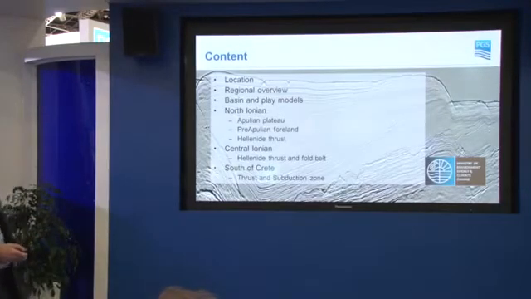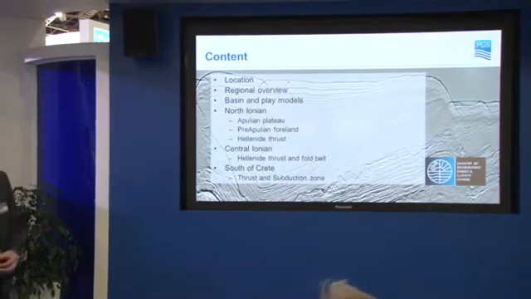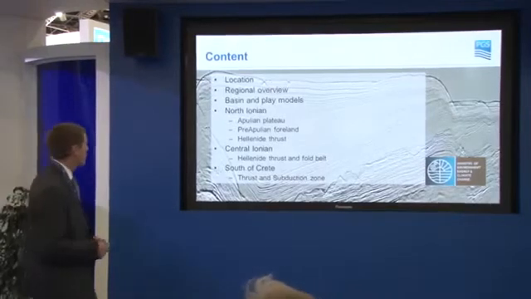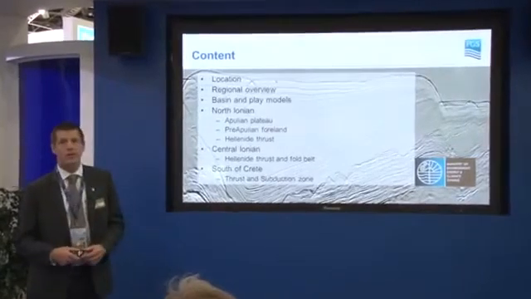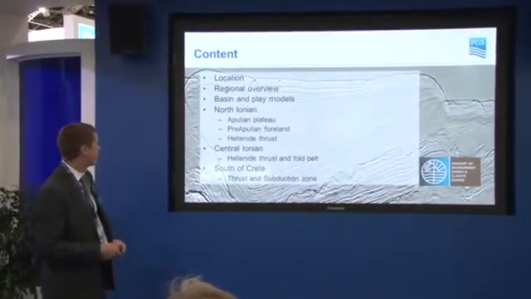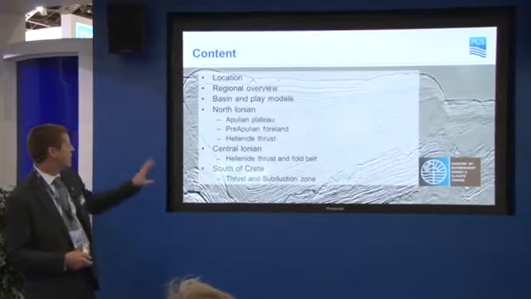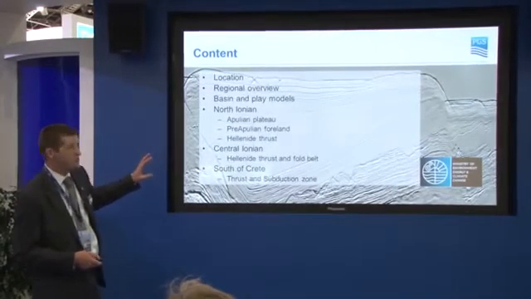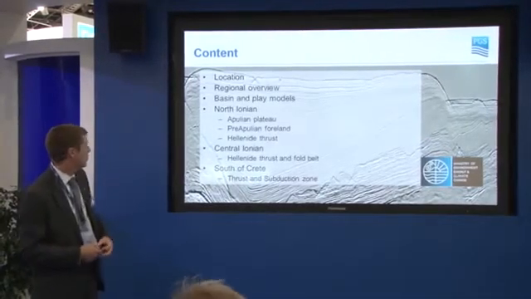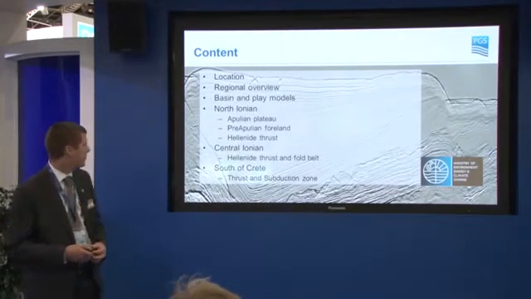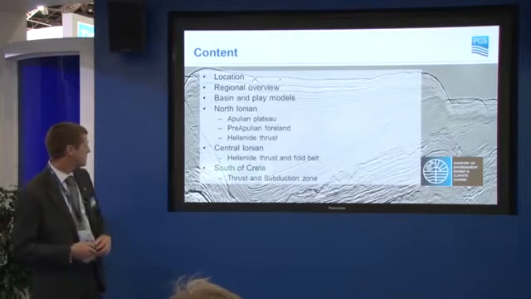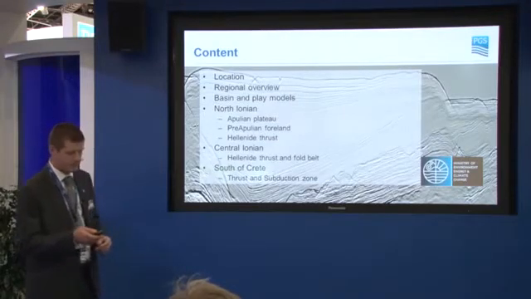So here's a brief overview of the talk. I'm going to give you an explanation of the location, a regional geological overview, and then a description of some of the basins and plays that we're going to be talking about and looking for. These can be split into three areas that I'll focus on with some examples of the seismic: the North Ionian, which consists of the Apulian Plateau, the pre-Apulian Foreland, and the Hellenite Thrust; Central Ionian; and then south of Crete.